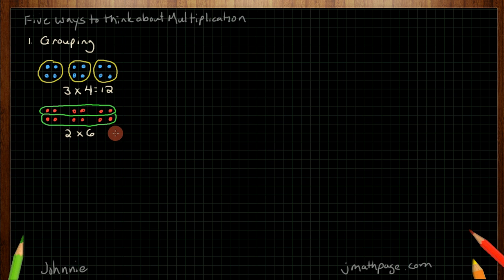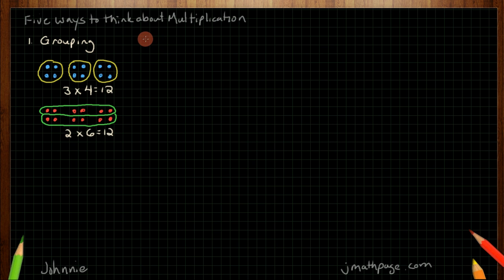How many dots altogether this time? 1, 2, 3, 4, 5, 6, 7, 8, 9, 10, 11, 12. Or I have 6 and 6 more. And that gives me 12. So both ways help us think about multiplication as grouping.